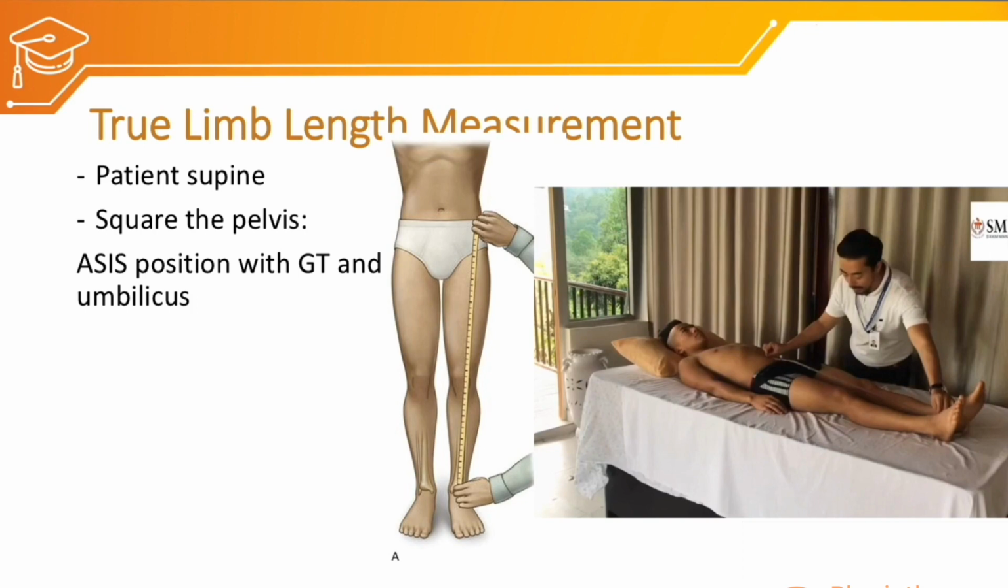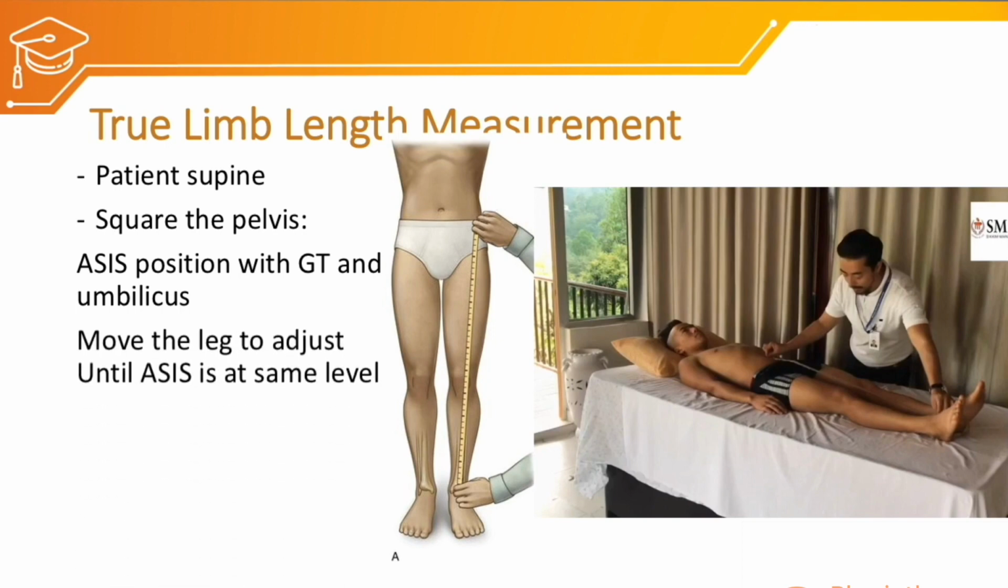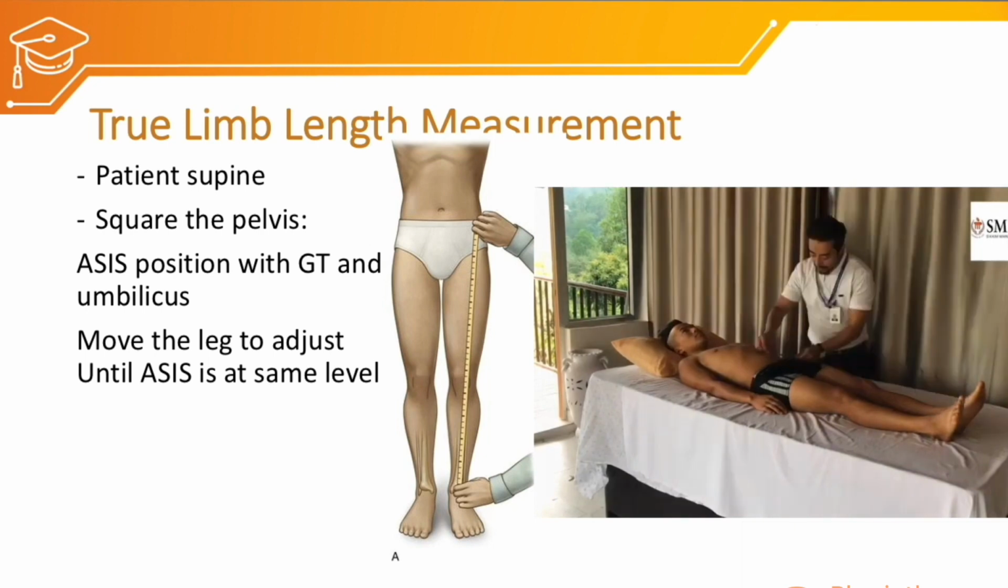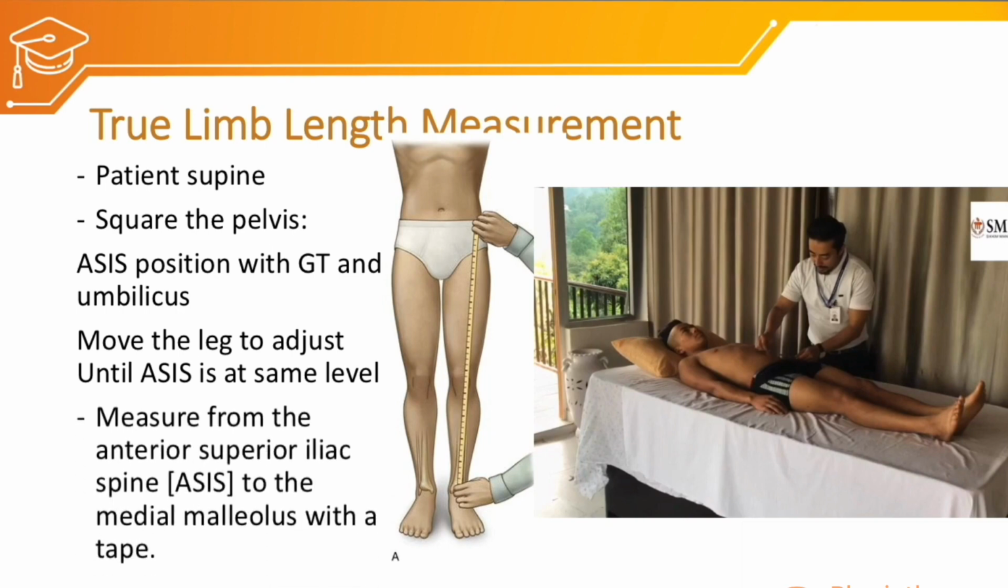So if the distance is not equal, that is, if the left ASIS is not at an equal distance as compared to the right ASIS with reference to the greater trochanter and the umbilicus, then we have to move the leg to adjust the ASIS to the same level. So we can visualize the video demonstration of how squaring of the pelvis is done and also the measurement using true limb length measurement. For true limb length measurement, we have to measure from the anterior superior iliac spine to the medial malleolus using an inch tape or softmetric tape.